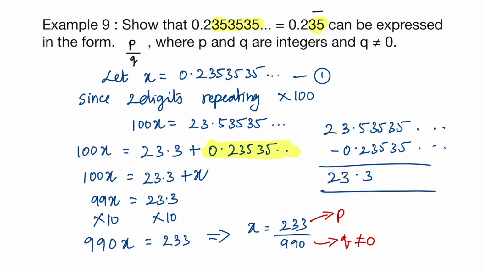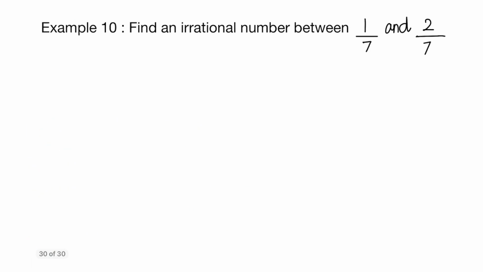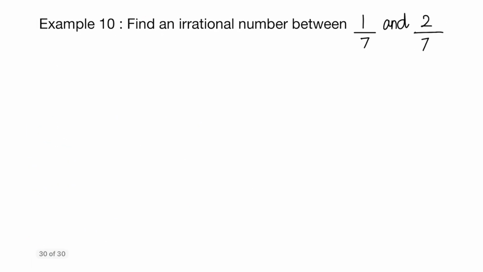Now this is an example where it is non-terminating but repeating. Okay, I hope you understood this example. This is very similar to the previous one, and the methodology is what we have seen in the previous video. Okay, fine. Moving on to the next question. And what is the question? Let me just read it first. Find an irrational number between 1 by 7 and 2 by 7.